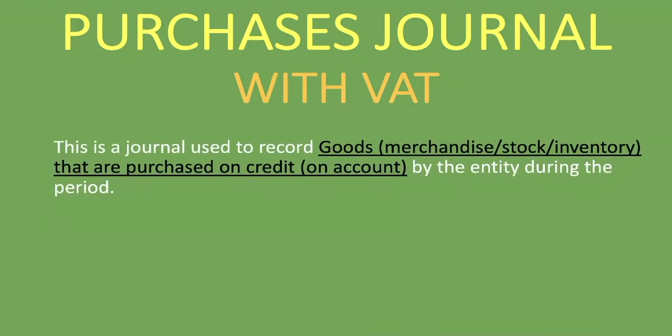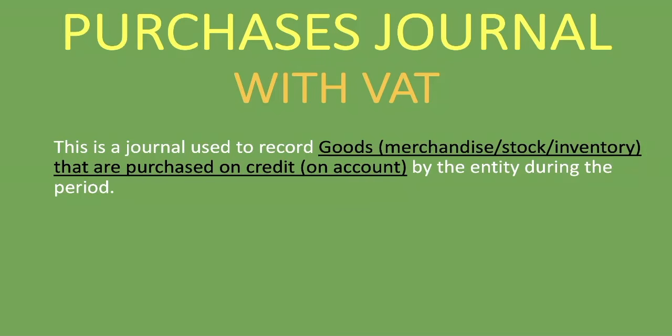This is a journal used to record goods, which can be written as merchandise, stock, or inventory, that are purchased on credit or on account by the entity during the period. So it's very important that you know that the purchases journal records when we have purchased goods that we sell in our ordinary course of business, and these must be goods that are purchased on credit or on account, meaning when we buy it, we do not pay at that same time, or we do not buy it on cash. We're only going to pay our suppliers later.